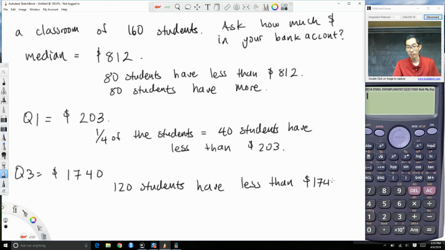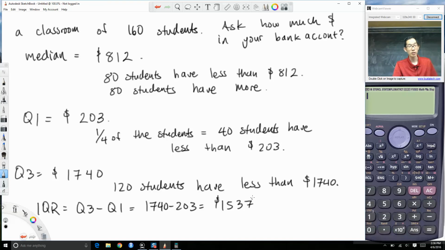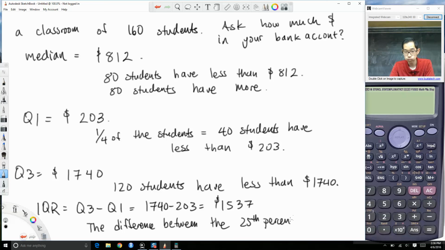So our IQR would be Q3 minus Q1, 1740 minus 203. What is that? That's 1537. So this is the range of the middle 50%. This is the difference between the 25th percentile and the 75th percentile.